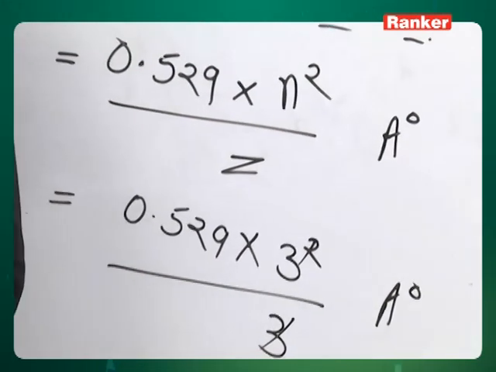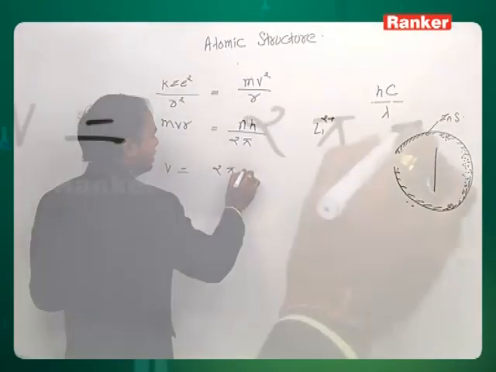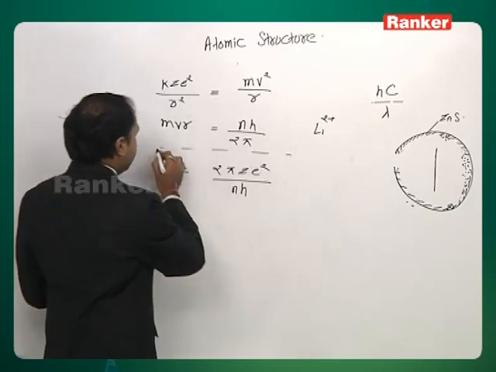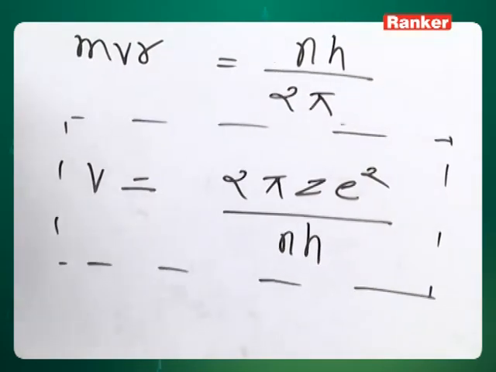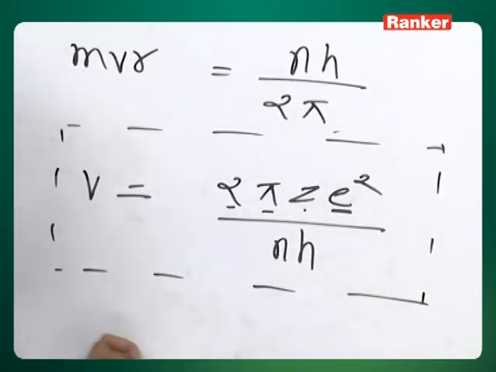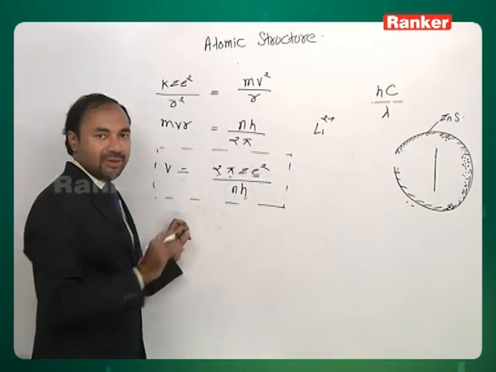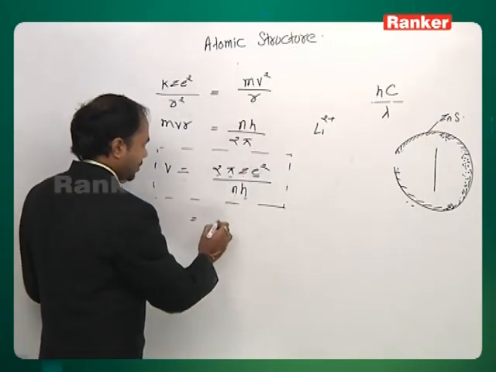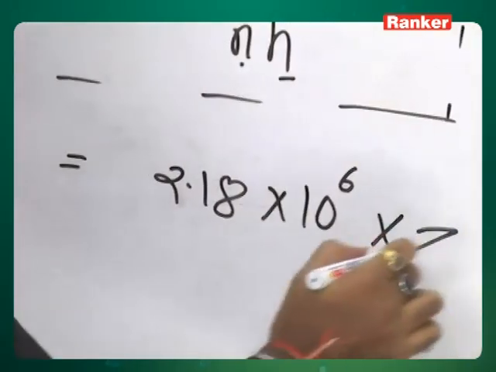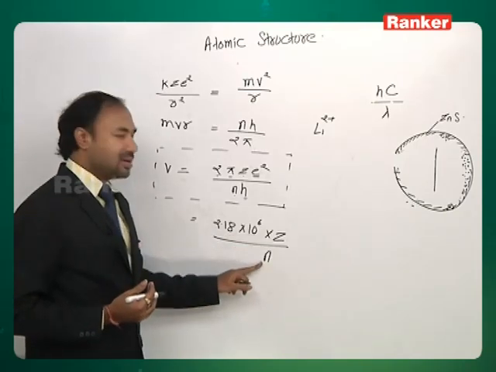If we go for velocity v, we get v equal to 2 pi Z e square upon nh. Now again see, this is the formula for velocity, and in this formula 2 is a number, pi again a constant, Z is the atomic number, e again the electronic charge which will be constant, n here is the shell number or orbit number, h is Planck's constant. Again if we substitute the values of all the constants, we get 2.18 into 10 to the power 6 into Z upon n. Z here is the atomic number, n here is the shell number.